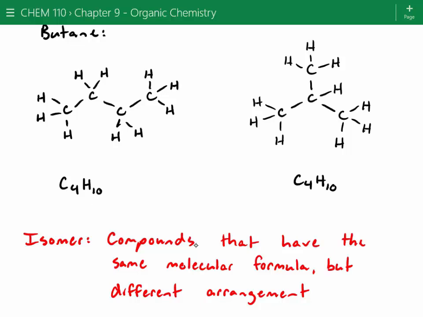So in this case, this one actually has a higher boiling point than this butane. So we can actually separate these based on boiling point and isolate a pure compound by separating them based on their boiling points. So yes, isomers have very, very different physical properties.